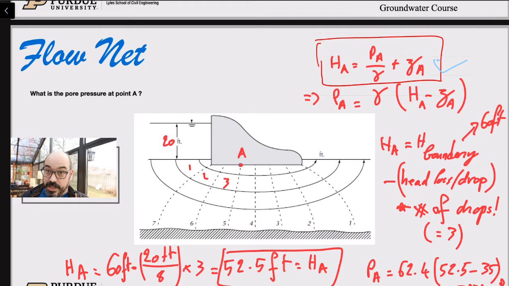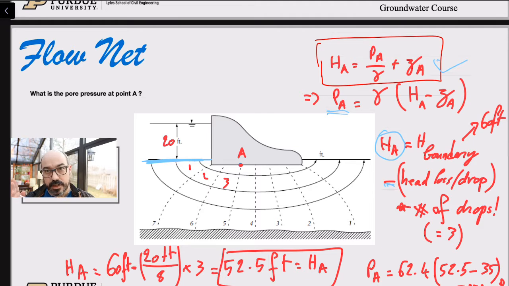Now we can rearrange this to find the pressure at point A, right? The pressure at point A here is just rearranging that equation: gamma times the total head minus the elevation. Gamma is the specific weight. Okay, well, what is the total head at point A? Let's calculate it. Well, it's just the head at the boundary. So here, this is the boundary, right? The total head at the boundary minus the head losses.